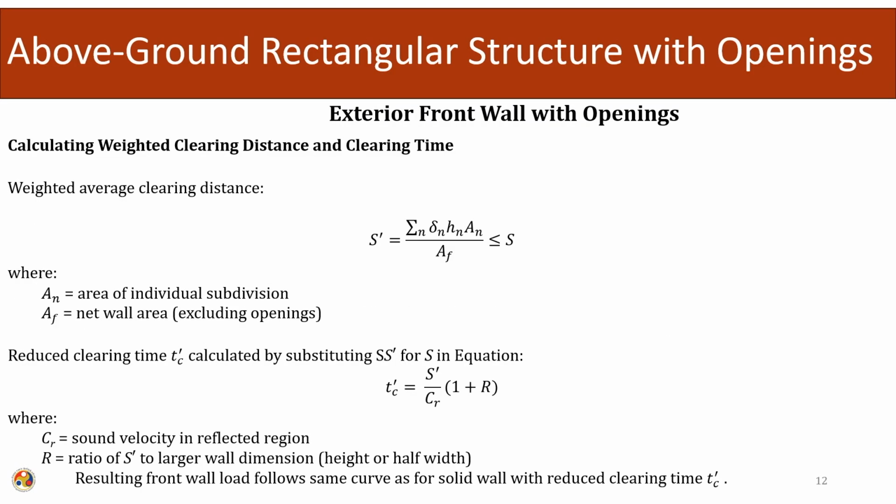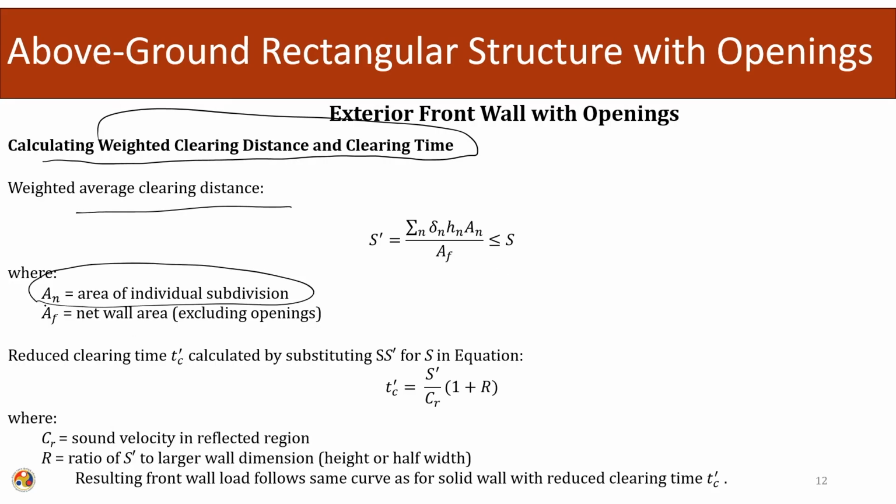So, exterior front walls with openings. We are trying to calculate the weighted clearing distance and the clearing time. Weighted clearing distance is nothing but the sum total of the area of the individual subdivisions that we have seen earlier, and this is the net wall area excluding openings. And it depends upon the delta factor that depends upon the relative location of that area.